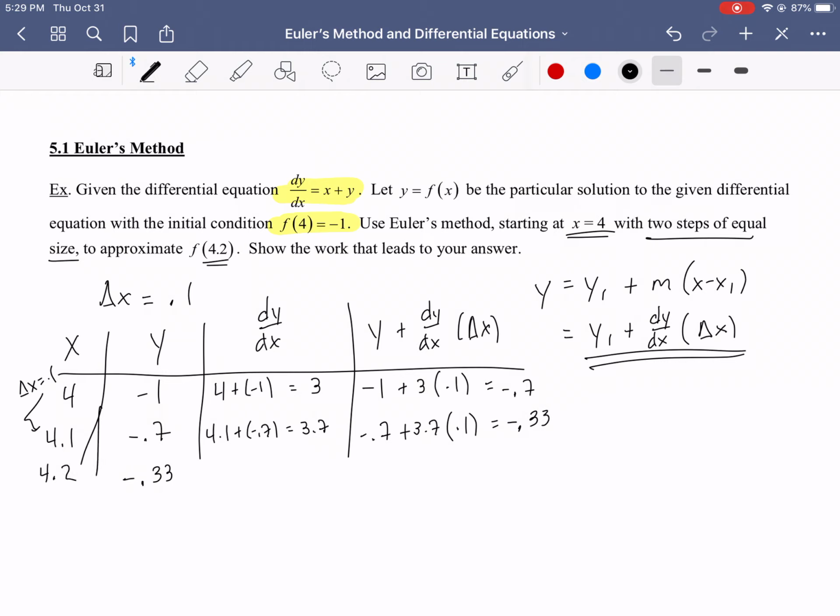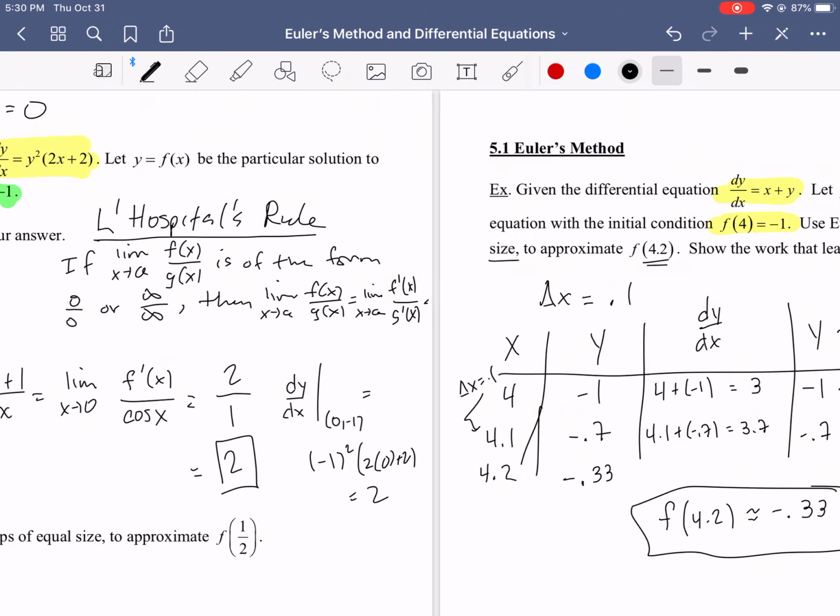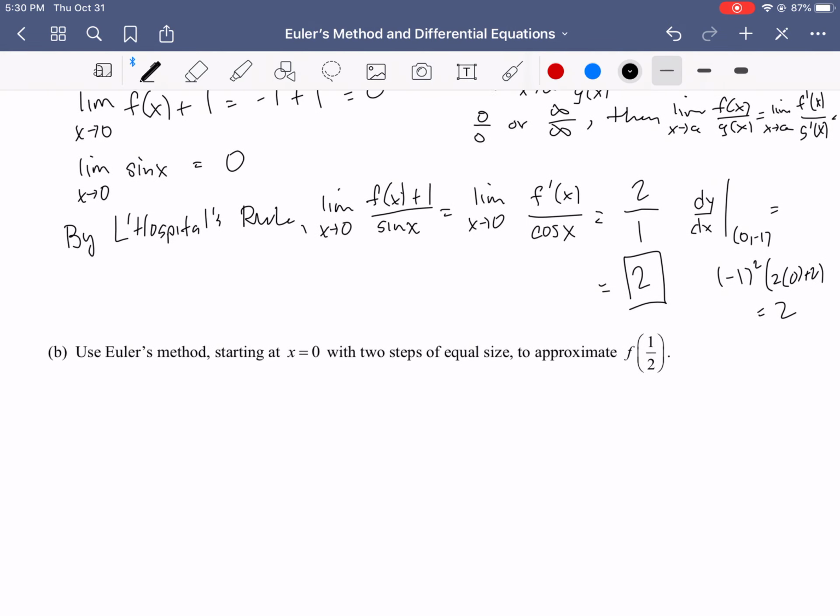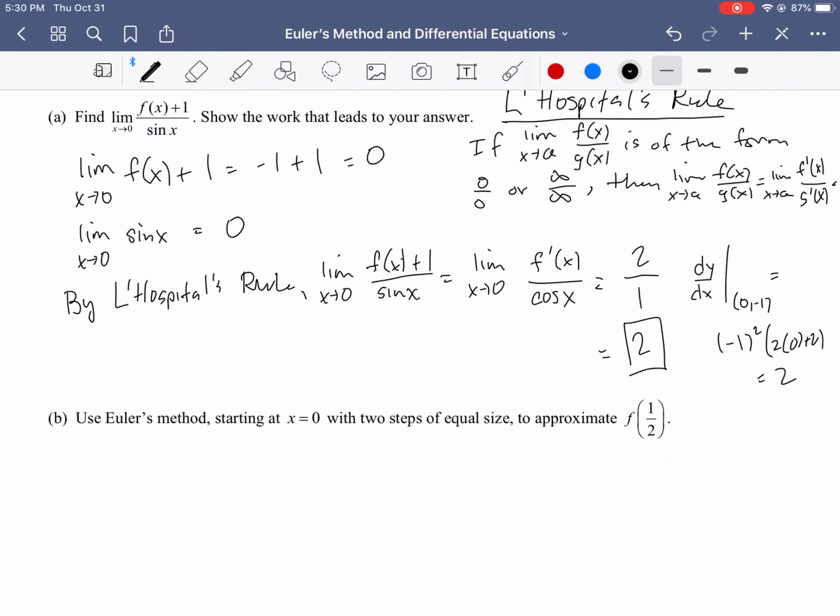And so now look what we have here. We have an approximation for f of 4.2, which is what we wanted. f of 4.2 will be approximately -0.33. And so that is Euler's method. It helps us approximate solutions of differential equations using tangent lines. And so now that we know that, we're going to go back to the previous problem and see if we can answer this question, part B.